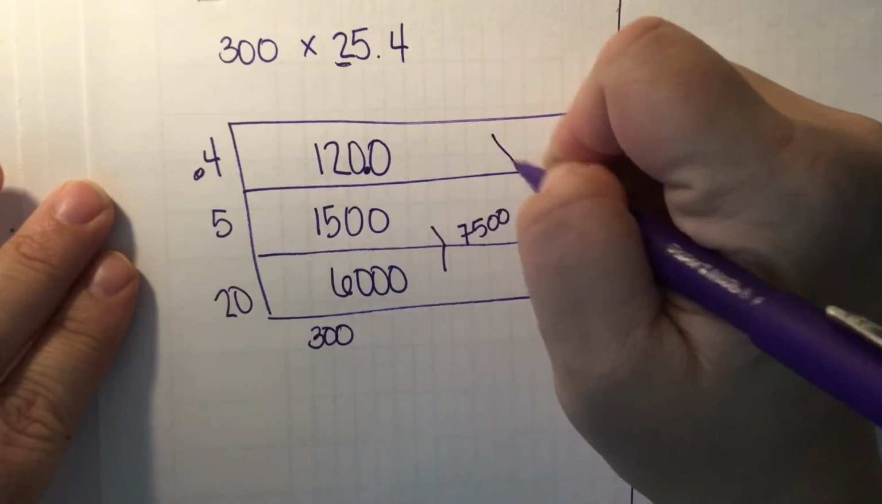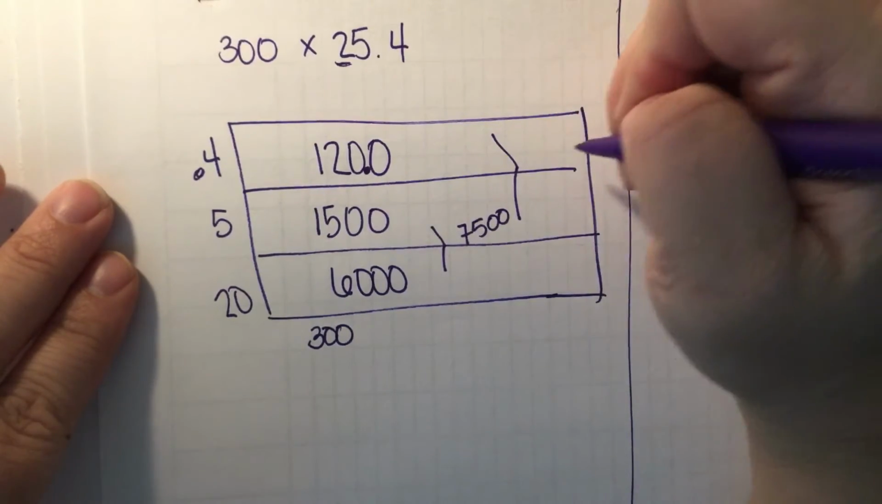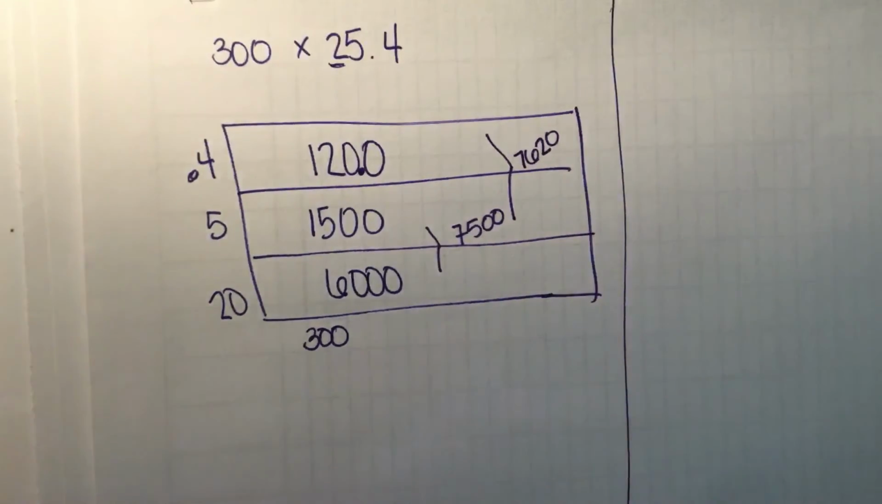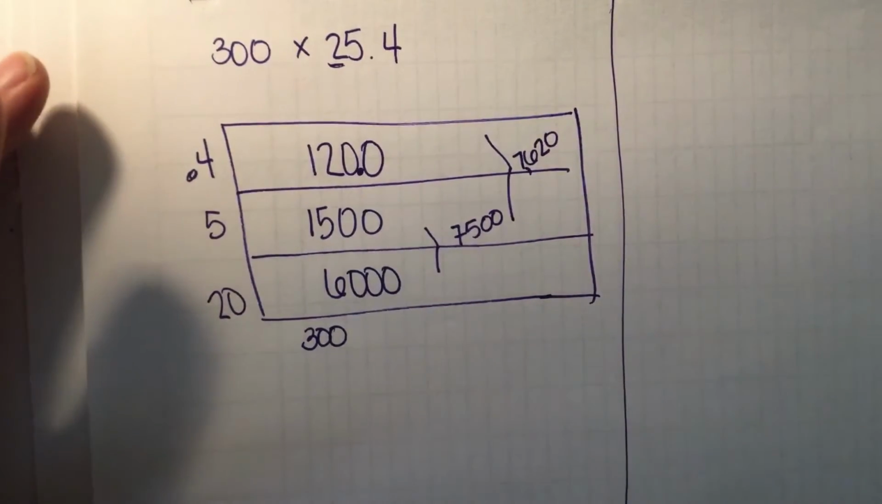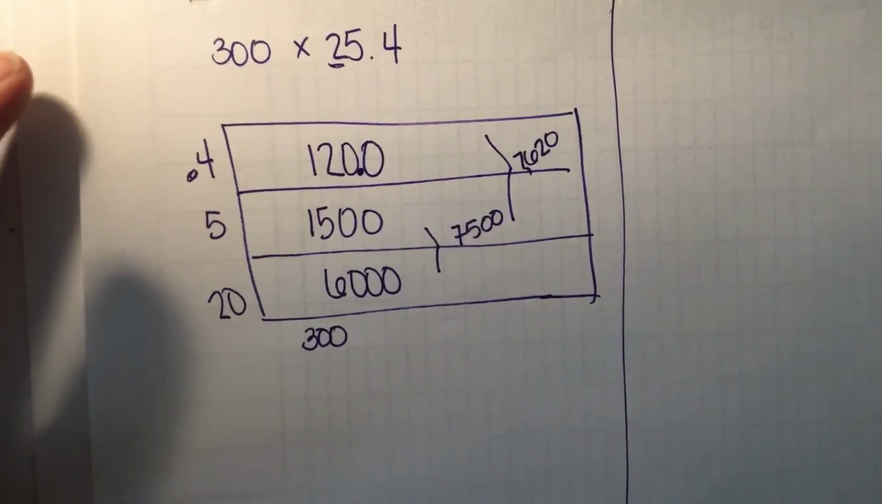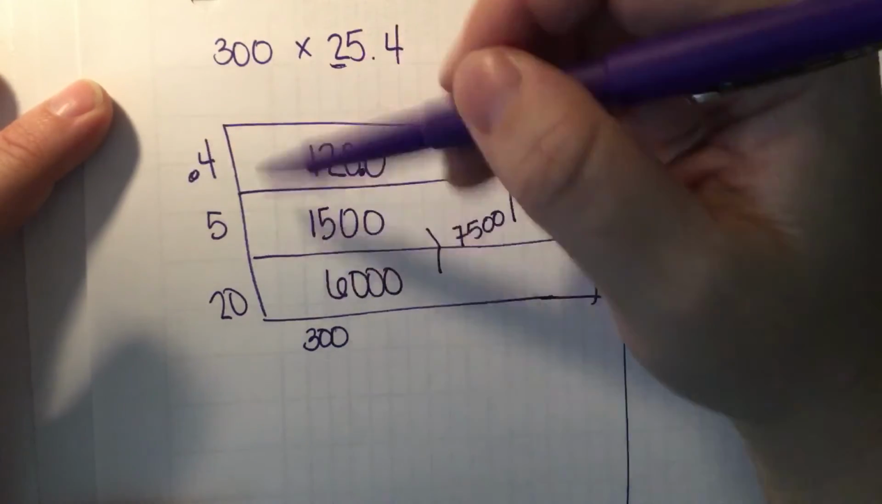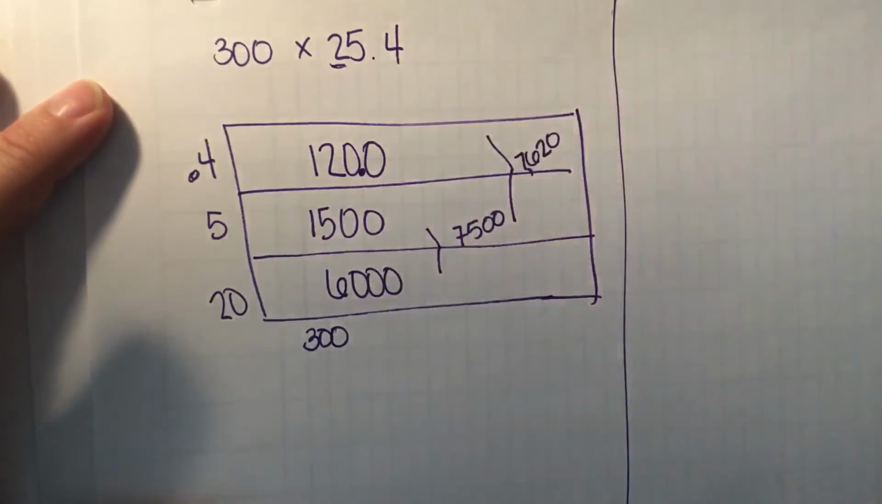And then if I go 7,500 plus 120, I believe that's 7,620. Please double check me. I'm going to check the answer key. Yep, 7,620. Okay, that's how we solve it using partial products. Okay? You can multiply each one. You go here, 5, 3 here, 2, 3 here.